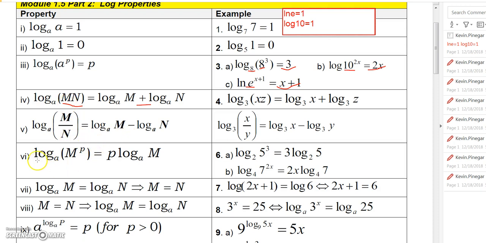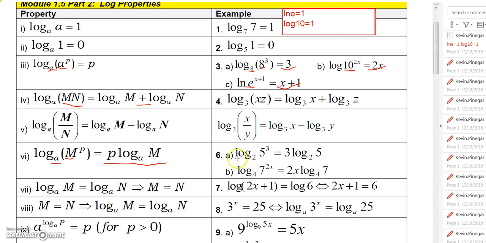Now this property looks a little bit like number 3, but the difference is that in number 3 the two bases were the same, and in this one the two bases are different. So when the bases are different, you obviously can't just say it equals the power, but what you can say is that it equals the power times the log of that base m.